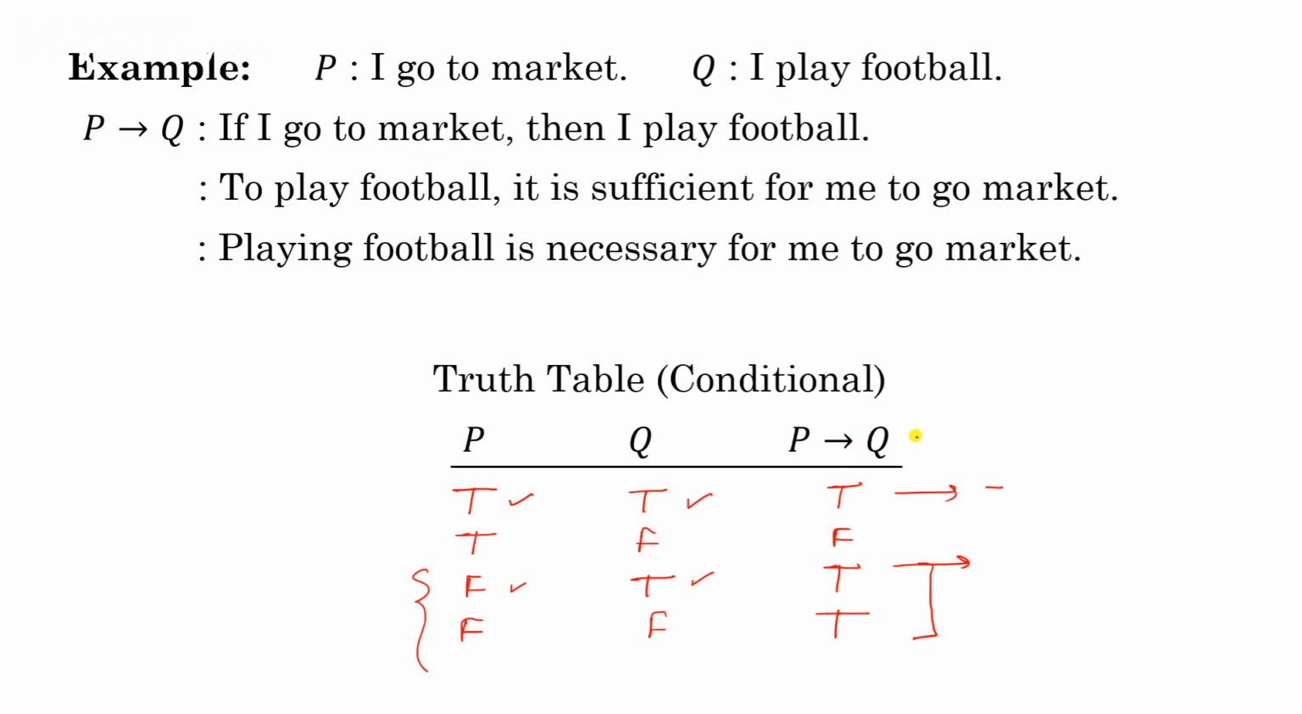The easiest way to remember the truth table of P implies Q is to look at this truth table. It is false in only one case, where P is true and Q is false. In all other cases, P implies Q, this conditional statement, is true. So there is only one case. In all other cases, this is true.